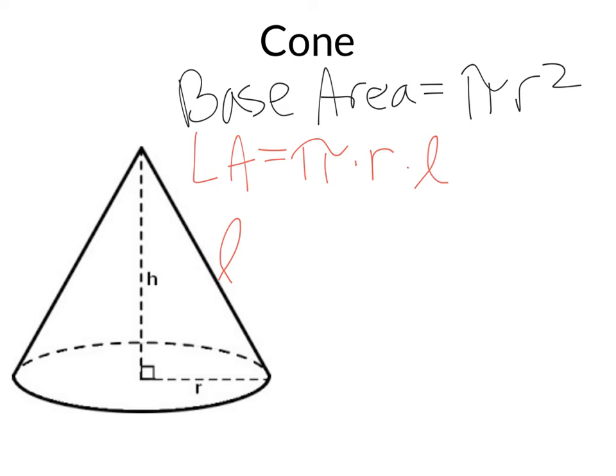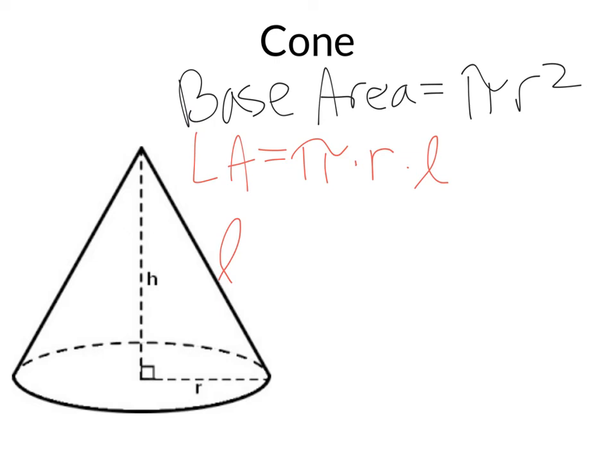On the Google machine, you might see something a little bit different. You might see the square root of h squared plus r squared, meaning these guys right here. That actually comes from the Pythagorean theorem, which we'll learn a little bit later. But what we'll use is this one here, pi r l.